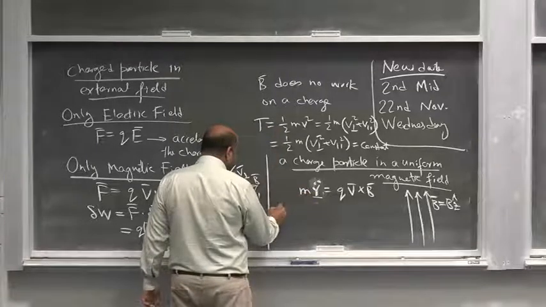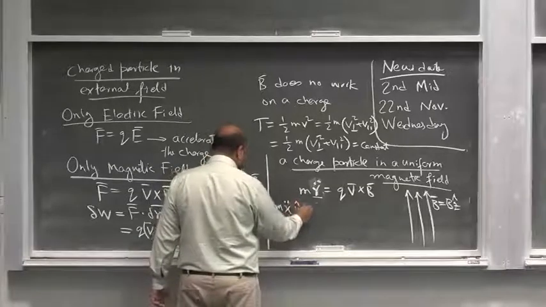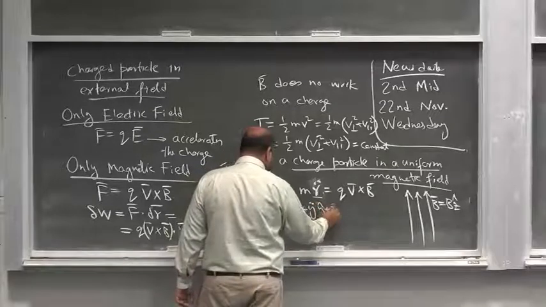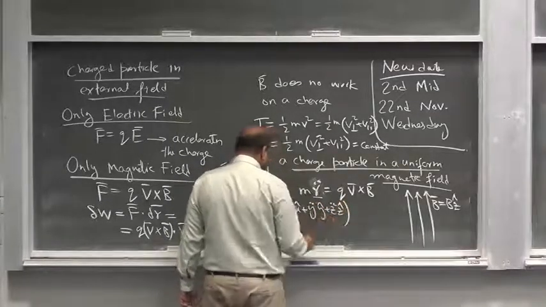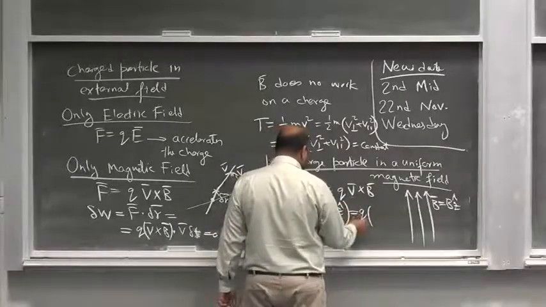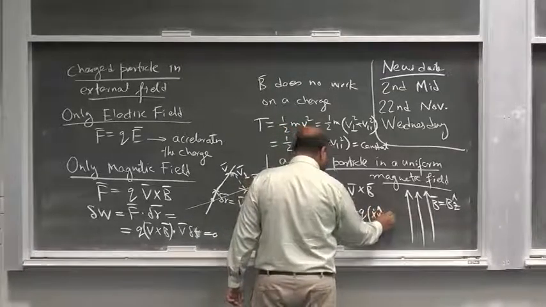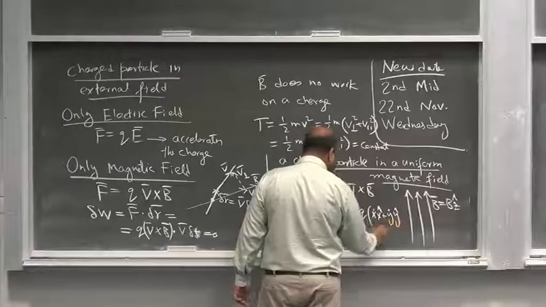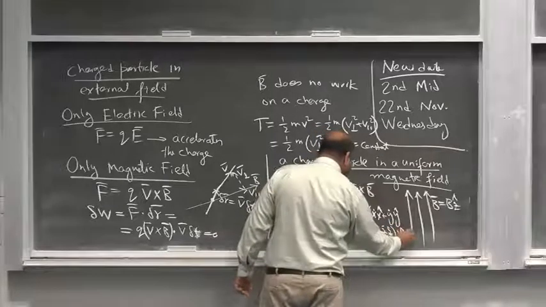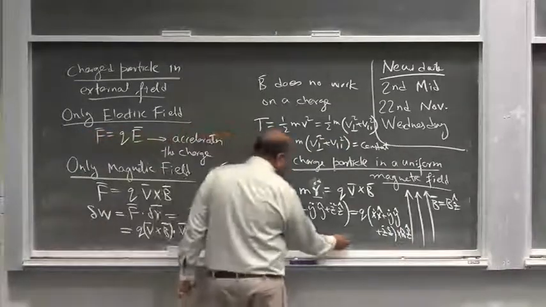this thing will become like this. So this V is, let's say, cross V z hat. So again, you have a cross product to evaluate.